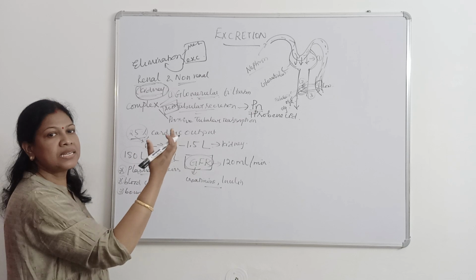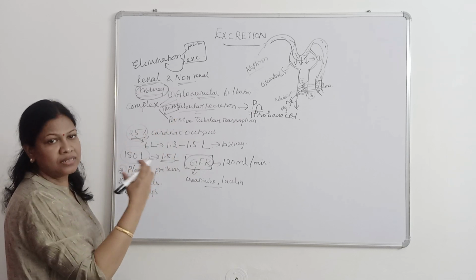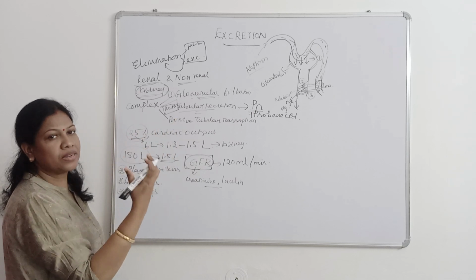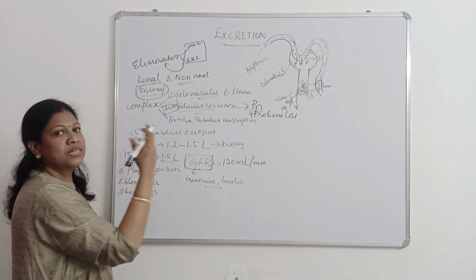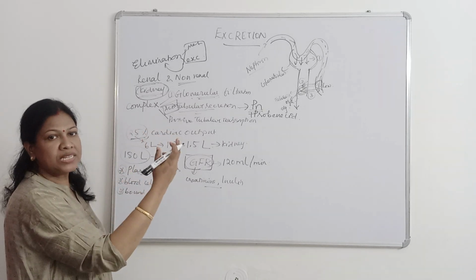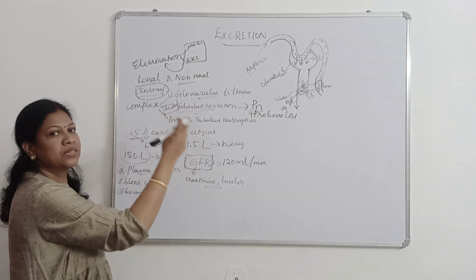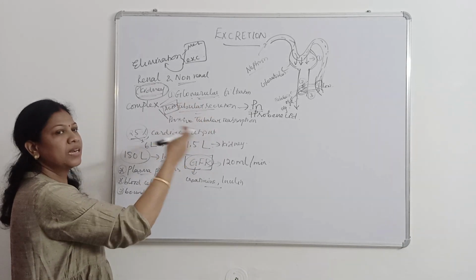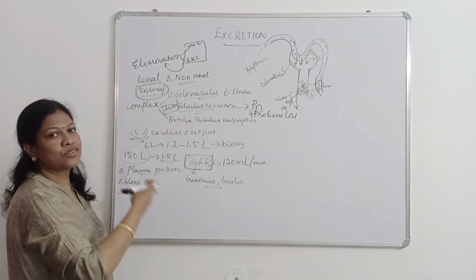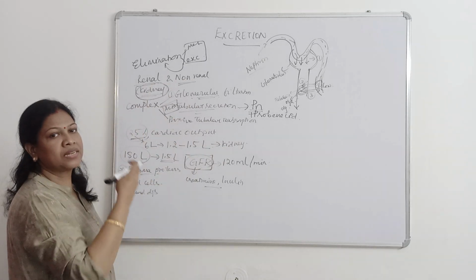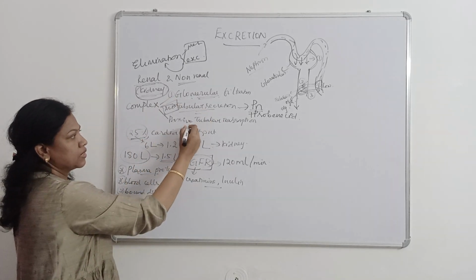For example, penicillin is a tubularly secreted drug, because of which it has a short half-life. So to increase the half-life of penicillin, you have to co-administer probenecid. This will bind with the binding site of penicillin and displace penicillin from the binding site, and it will increase the circulation time of penicillin and thereby increase its half-life.